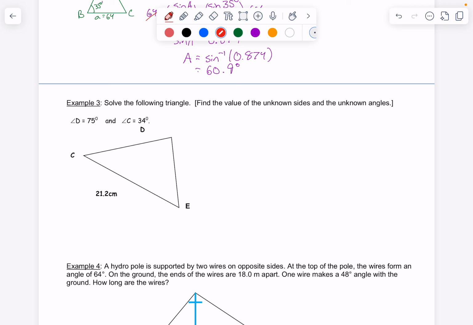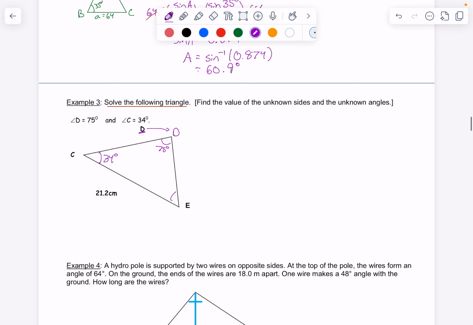So solve for the triangle. Okay, solving the triangle means find the value of the unknown sides and unknown angles. Everything needs to be filled in. So we need all of these angles here, and you need all of the side lengths. That's what solving a triangle means. So let's fill in the piece of information that's given to us. We have angle C being 34, so that means this one right here is 34 degrees. Oh, and I guess this notation's off. This is really D over here. So D is 75. That makes this side length given to us right here, little d.